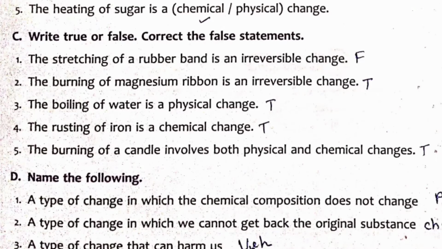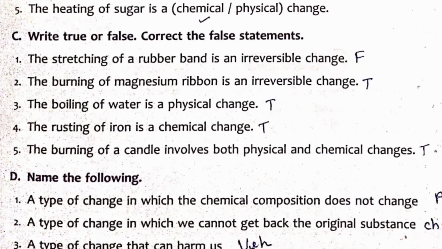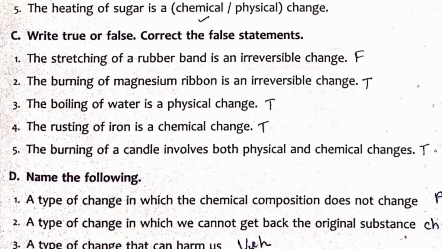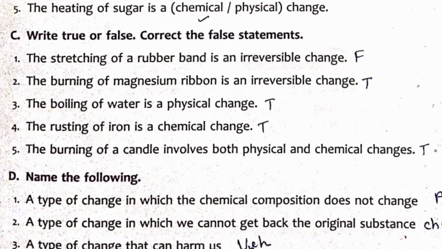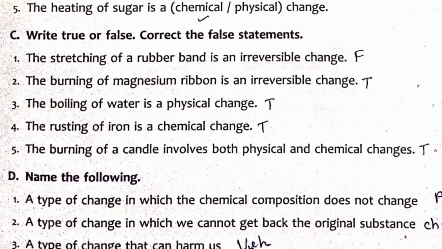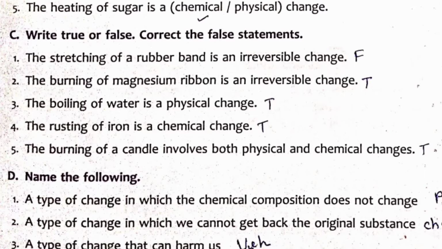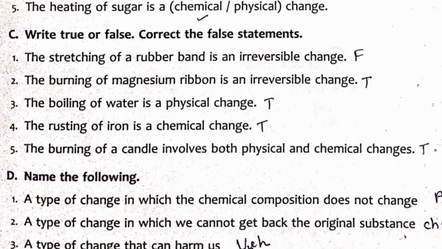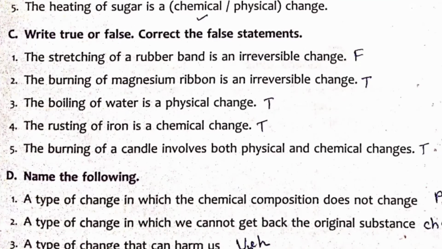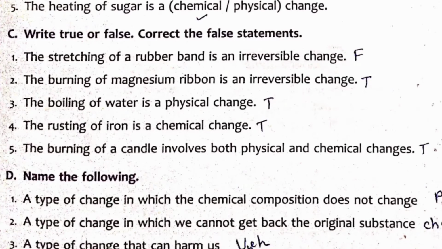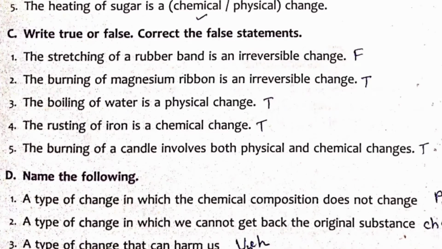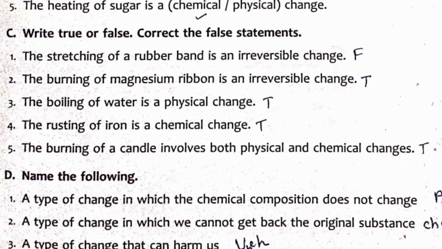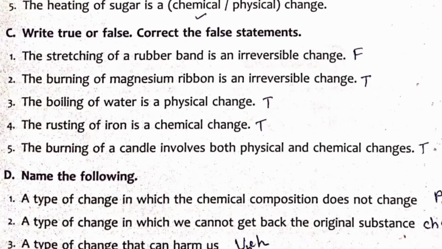Three number, the boiling of water is physical change. True. Fourth number, the rusting of iron is a chemical change. True. Fifth number, the burning of candles involves both physical and chemical changes. True. Next question is, name the following. And first question is, a type of change in which the chemical composition does not change. Answer is physical change.